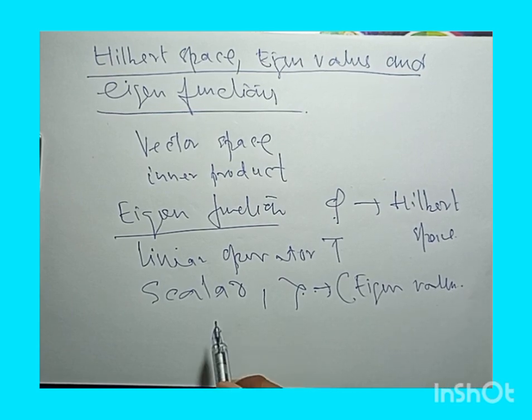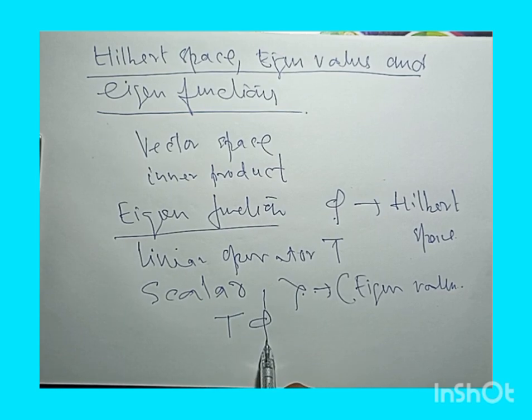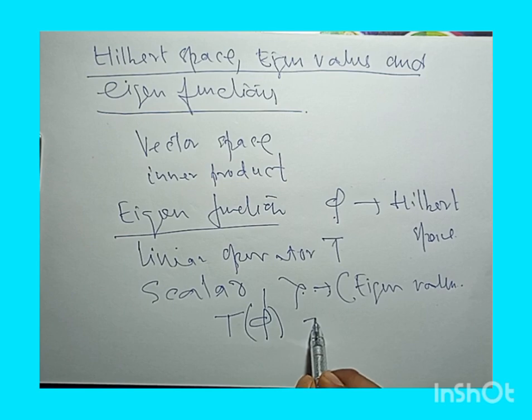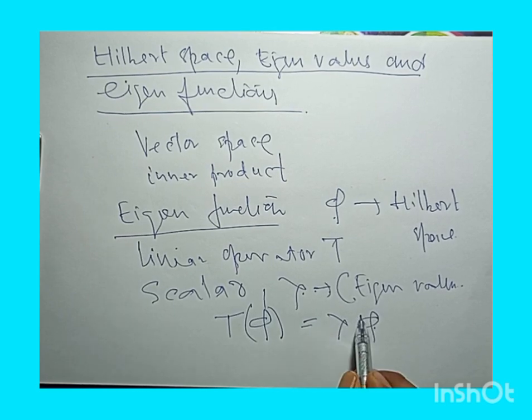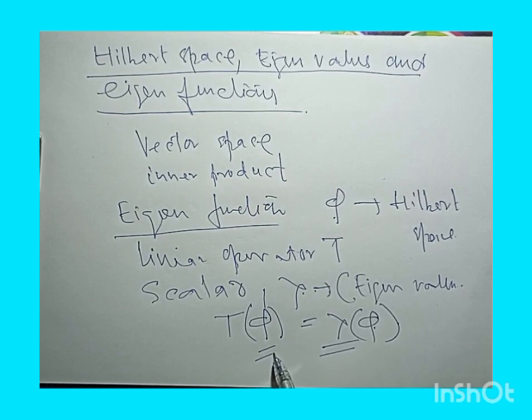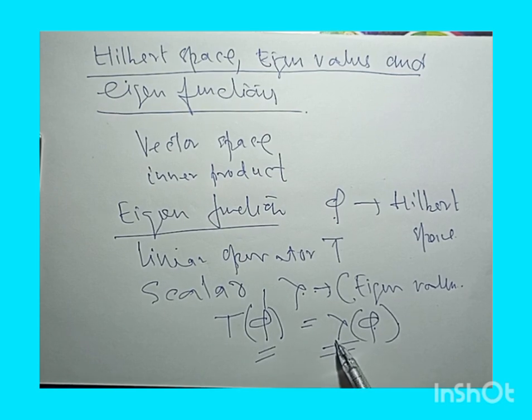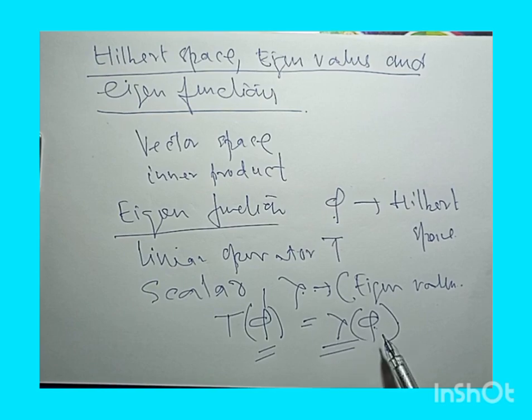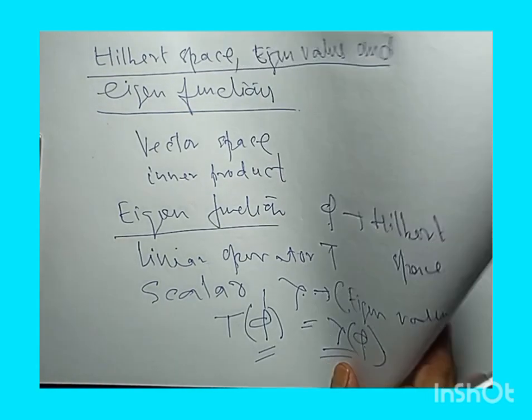So we have a linear operator T acting on phi, which is a vector in a Hilbert space, leading to lambda phi. Here, lambda is a scalar, and phi is the corresponding eigenfunction. The scalar lambda is called the eigenvalue, and this eigenvalue is associated with the eigenfunction phi.